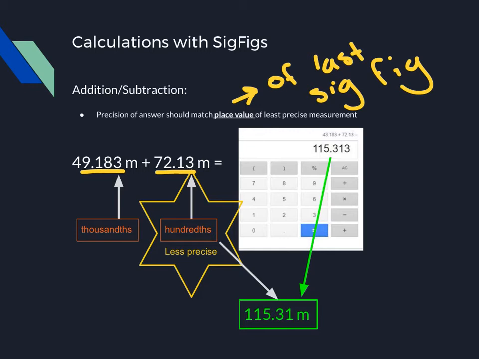So when we get our answer, I plugged it into a calculator. You can see the answer gives us 115.313. Well, our answer has to match the precision of the least precise. Our least precise went to the hundredths place, so I rounded and put the answer in the hundredths place as well.